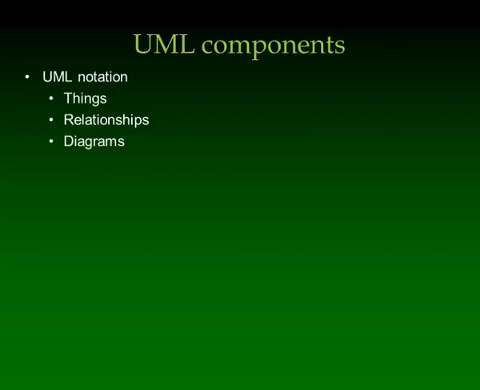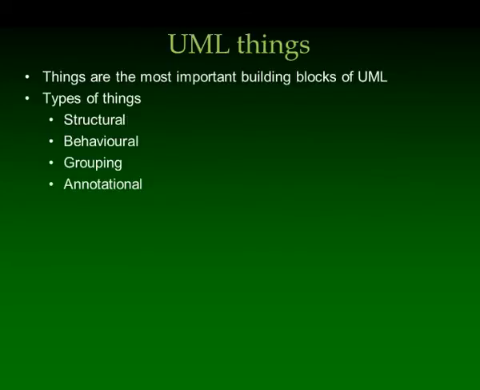Then you've got relationships, which are the connections between these different things, and you've got diagrams, which are the graphical depictions of things and their relationships. Okay, what are these things? Well, things, in fact, are the most important building blocks of UML.